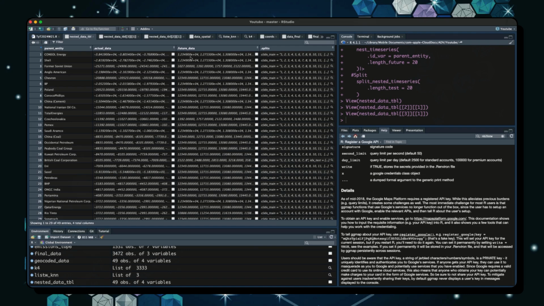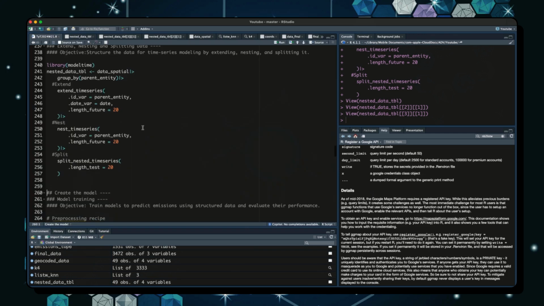And once we have a model that's performed good on the future data, we are going to predict 20 years in the future, so 20 years from 2022. Okay.